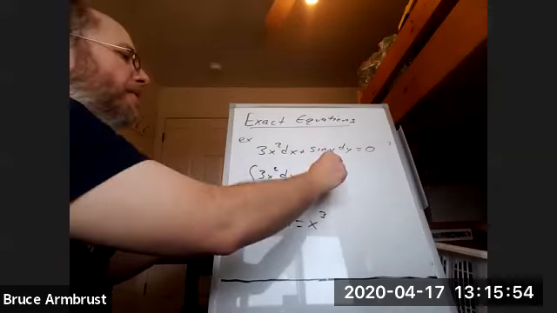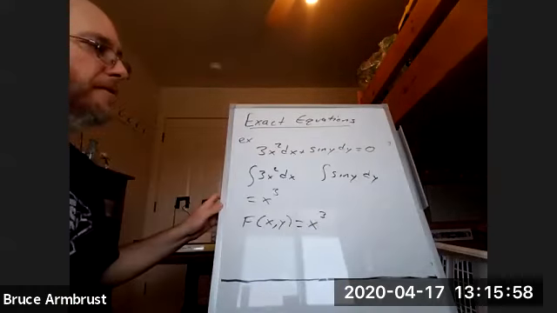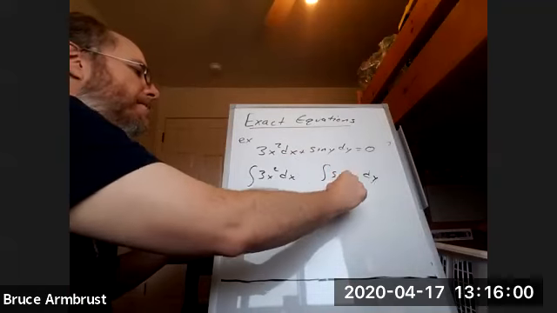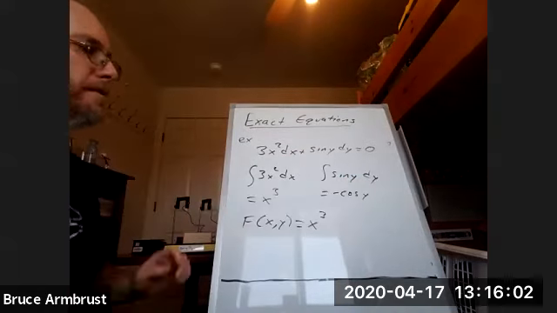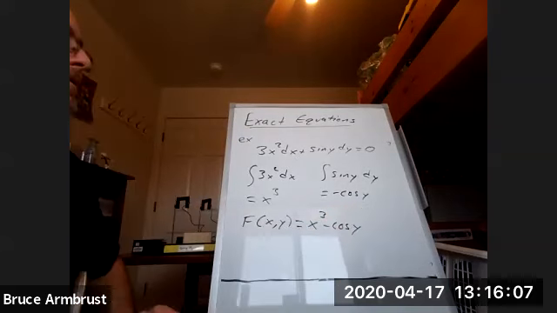Then similarly, we can integrate the other piece with respect to y. So I have the integral of sine of y dy, which is going to give us a minus cosine of y. And so we know that is going to be part of it as well.